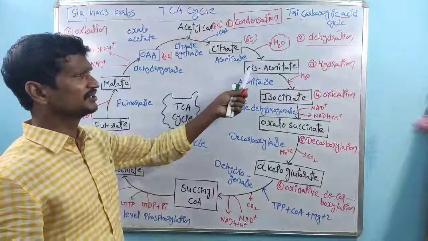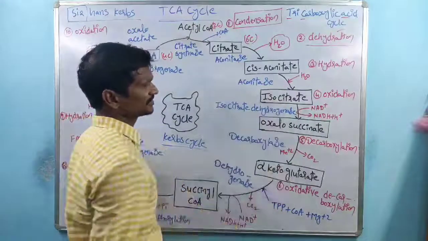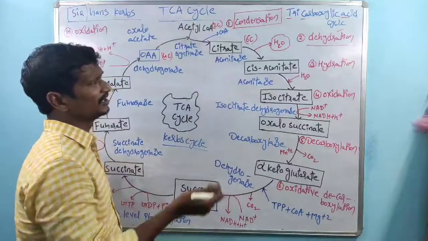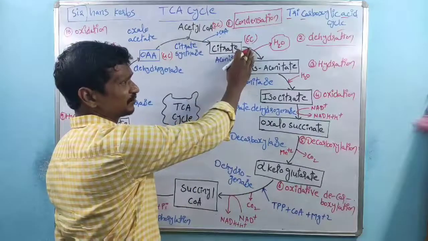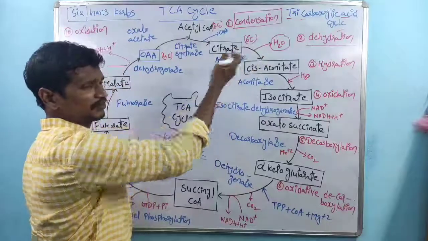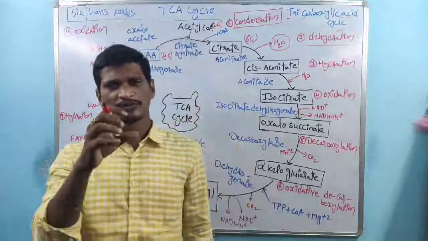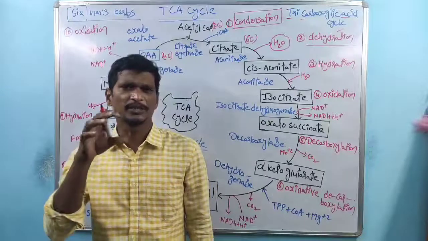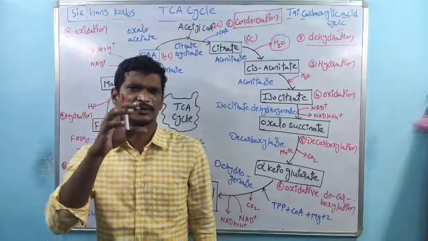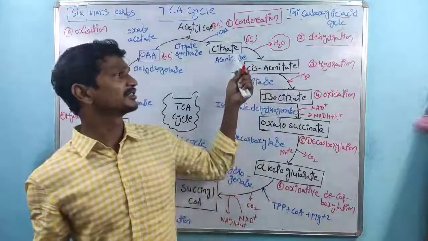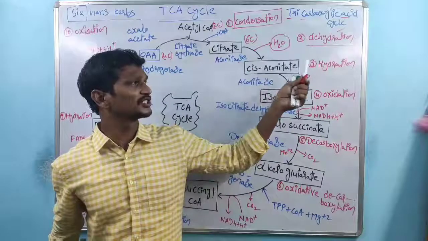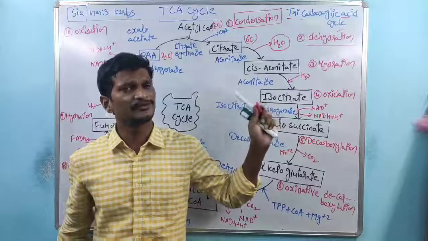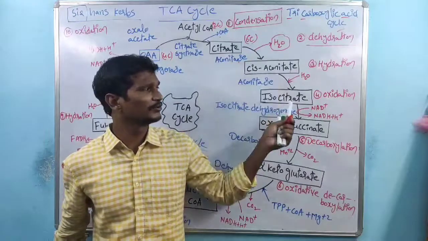Next, cis-aconitate is converted into isocitrate by the addition of a water molecule. A water molecule is nothing but H plus and OH minus ions. They are removed from one location and then added again at different positions. At particular positions, the H plus and OH minus ions are removed from the citrate, which produces cis-aconitate. Again, the same water molecule is added, but the binding of H plus and OH minus ions occurs at different positions. Then the cis-aconitate produces isocitrate.